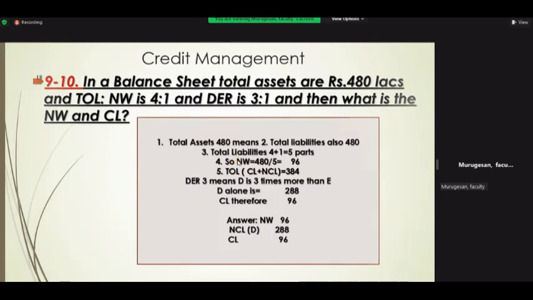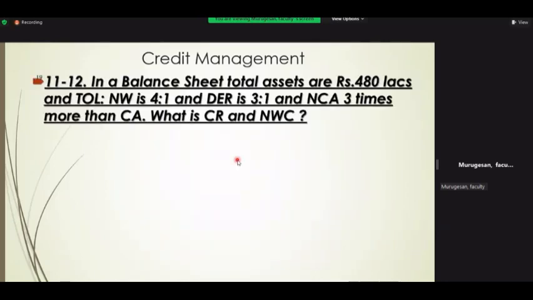Okay, friends. Now question number 11, 12. Now we are coming to the other side. Same question, extension. 480, the ratio 4 is to 1, that is equal to, say, 3 is to 1, NCA. Now you are coming to the other side of the balance sheet.